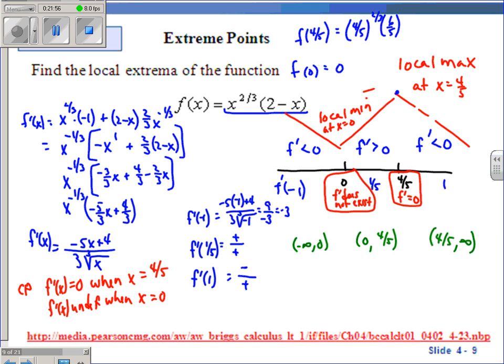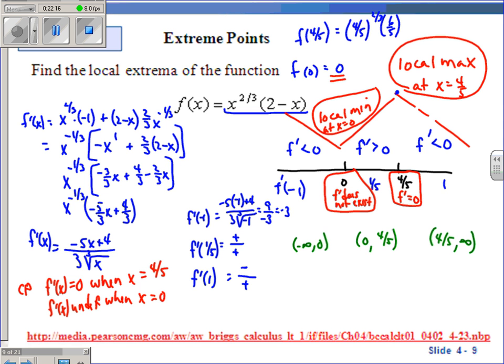Now, just pay attention to what they ask for in the homework questions, because they may want the y value. The local maximum is actually the y value, so it'd be (4/5)^(2/3) times 6/5. The local minimum would actually be 0, since that's the y value, and it occurs when x is 0.